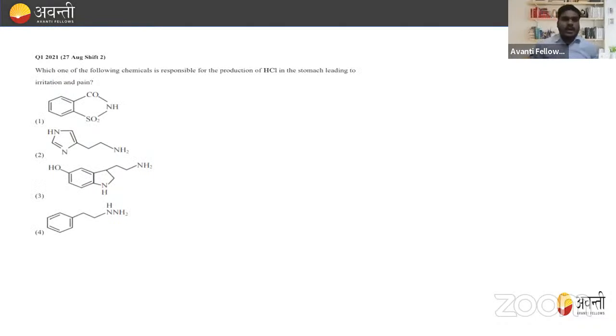Right. Now, in this question, which one of the following chemicals is responsible for the production of HCl in the stomach, leading to irritation and pain? आपको बताना है, out of these four options, option number 1, 2, 3, and 4, which one of the following chemicals is responsible for the production of HCl in the stomach, leading to irritation and pain? जिसके चलते हमें पेन हो रहा है, इरिटेशन जलन हो रही है. So which one of the following chemicals is responsible for the production of HCl, बेटा?